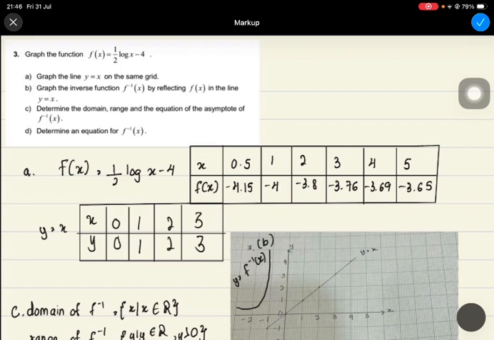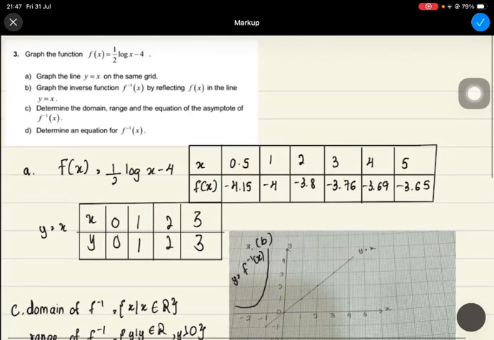So let's start with number A. For number A, we have to draw a table to draw a graph. So f(x) is equal to 1/2 log x minus 4. F(x) is the same as y, so we put f(x) in here. Then we put numbers 0.5, 1, 2, 3, 4, 5, whatever x you like, and we calculate by substituting x in here. So we will get these numbers.